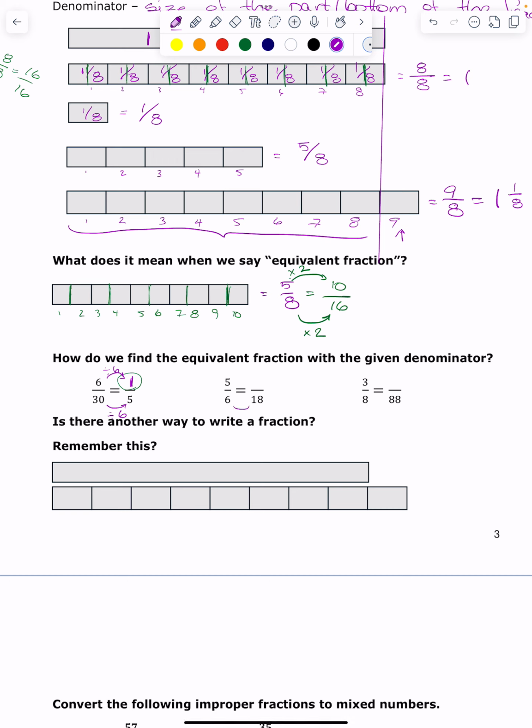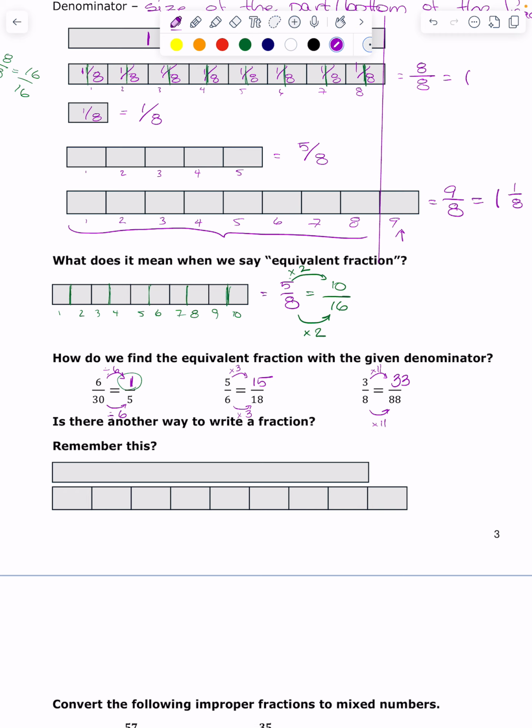This middle one, to get from 6 to 18, I am going to multiply by 3, which means I need the same relationship up here. 5 times 3 gives me 15. And the third one, 8 times 11 gives me 88, so I'm going to multiply my numerator by the same thing. 3 times 11 gives me 33.